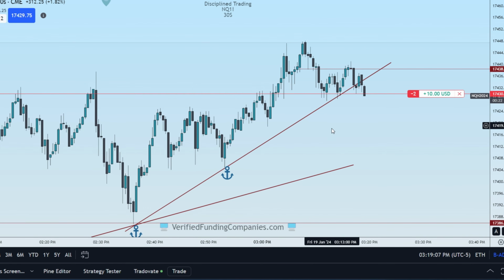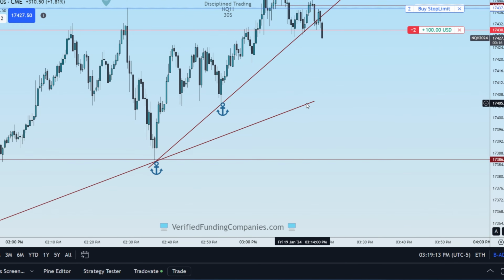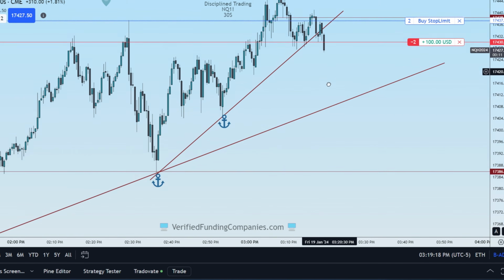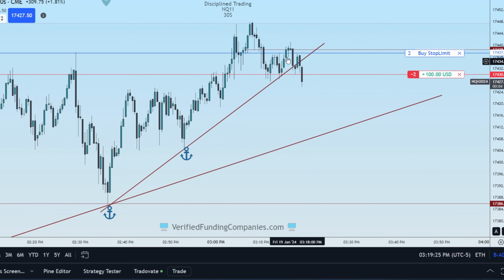So I'm gonna go ahead and enter short there. Stop goes above that high. Easy money, right? Now the only anchored lows that are left are way down here. That's likely where price is going. Gives us an opportunity for a really big trade here.